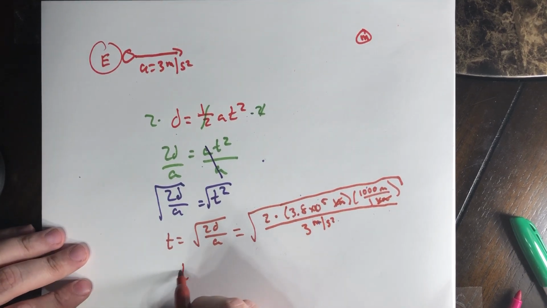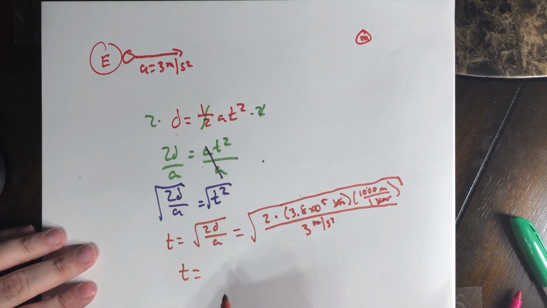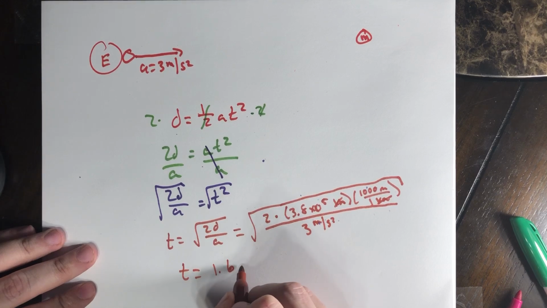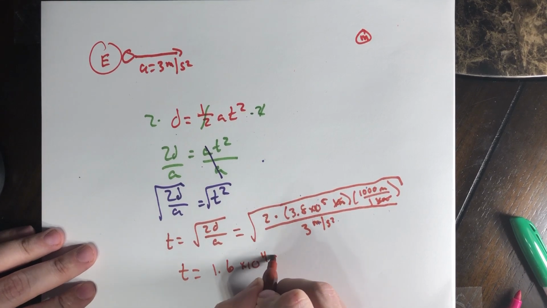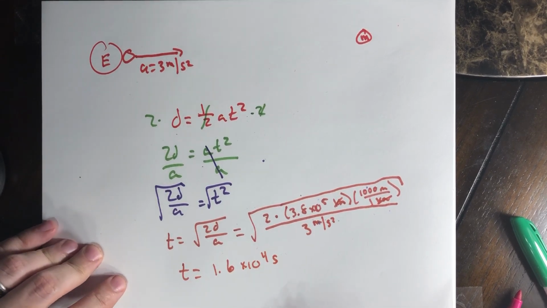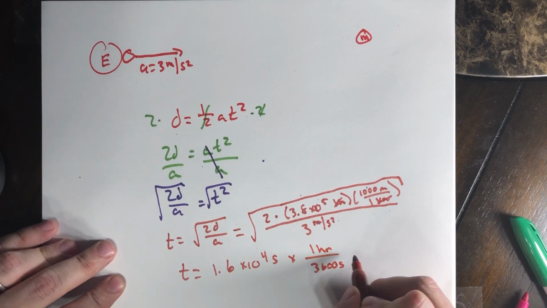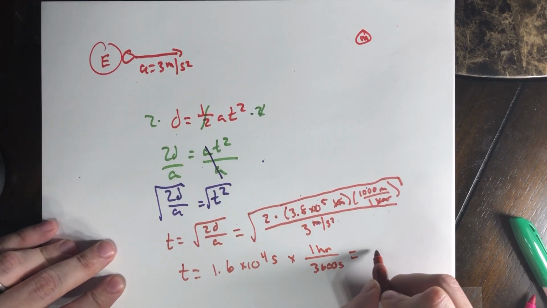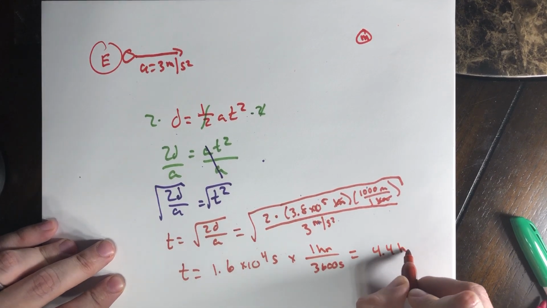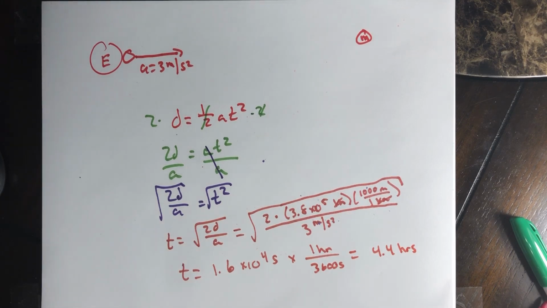So if we plug all this into our calculator, we're going to get 1.6 times 10 to the 4th seconds is the trip it will take, which if we convert that into hours, so we multiply by 1 hour over 3,600 seconds, we're going to get that it will take about 4.4 hours. That's with continual acceleration. So he can make it in time, but he's going to use a lot of fuel. And that is the end of the problem for today.